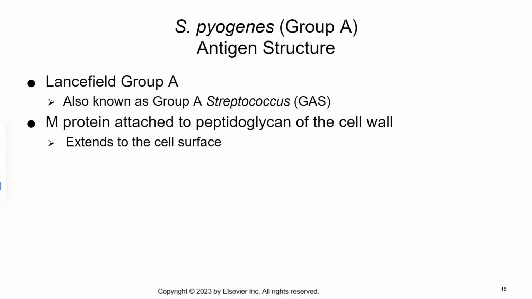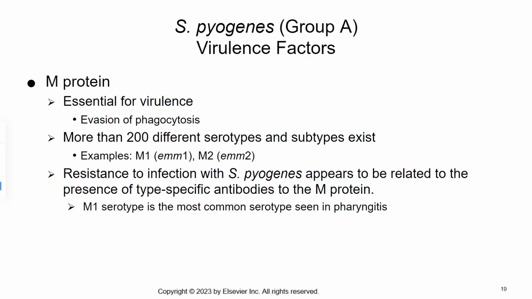So Group A strep, S. pyogenes. Group A Streptococcus, or GAS. If you see the abbreviation GAS anywhere in the lab or in this course at all, GAS refers to Group A strep. It has an M protein attached to the peptidoglycan of the cell wall that extends to the cell surface. M protein is essential for virulence. It allows for the evasion of phagocytosis. Phagocytosis is cell eating. That's when your immune cells engulf and eat microorganisms. This M protein allows it to not get eaten.